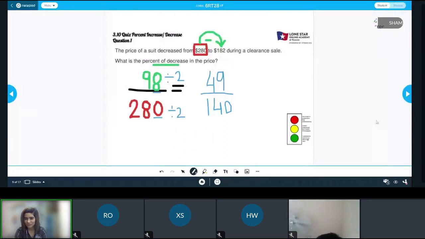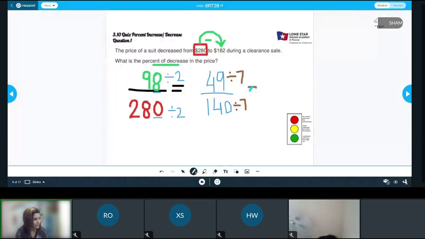See, 49 is a very typical number. It is like a perfect square for 7, like 7 by 7. So I know I'm going to divide by 7. 14 is also divisible by 7. So it's 140. So divide by 7.